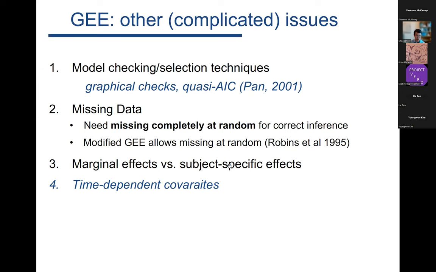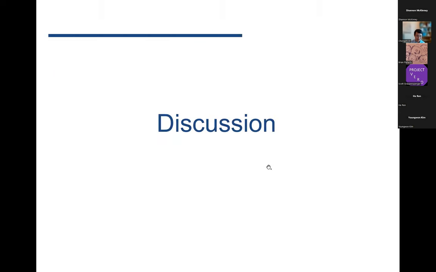We talk about marginal versus subject-specific and time-dependent covariates. This is another complicated issue. I wouldn't go into detail here, but in the statistical literature there were some methods developed on different models and different ways to fit the models to handle this time-dependent covariate issue within the GEE framework. With that, I think that will conclude. That's the end of my slides. So at this point I'll just ask, are there any other questions?